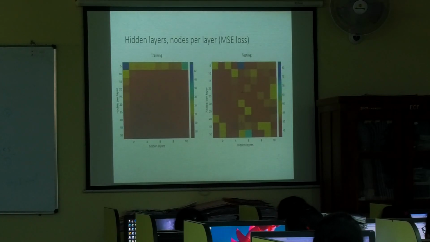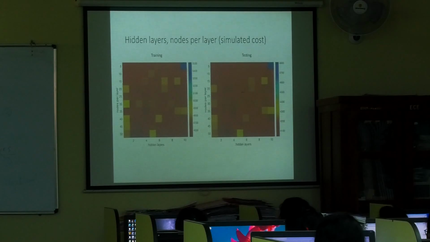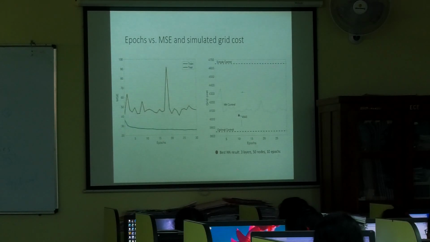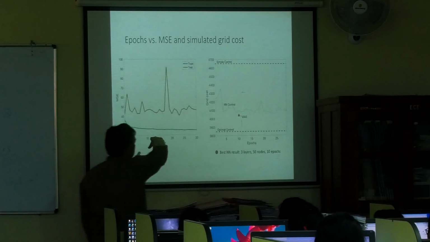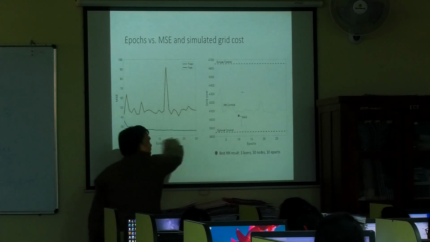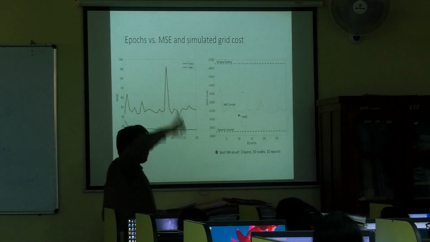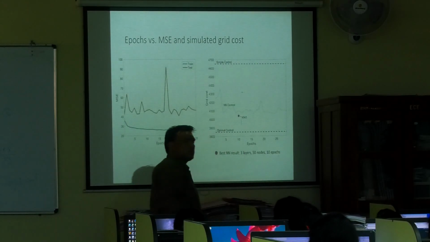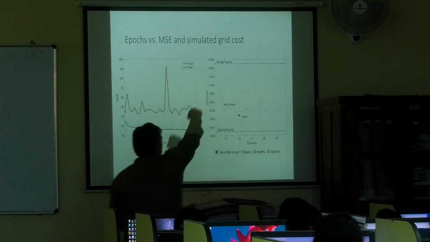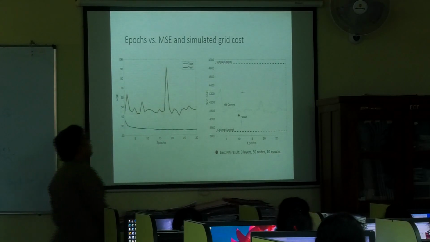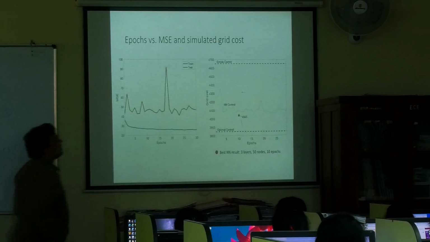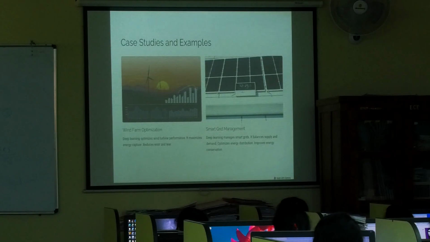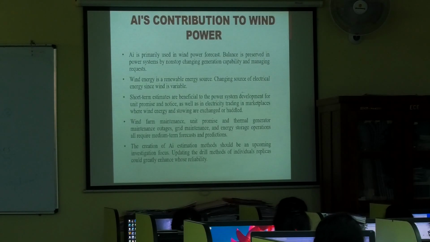So the hidden layer, mean square error loss. Training and testing, number of hidden layers. Mean square error, simulation with grid cost. Training, testing. See that as the training time increases the loss is decreasing. So 3 layers, 50 nodes, 10 inputs. This is your hierarchy, and this is how the control neural network cost is obtained. This is the loss and this is the simulation grid cost. So this is wind farm optimization, smart grid management.